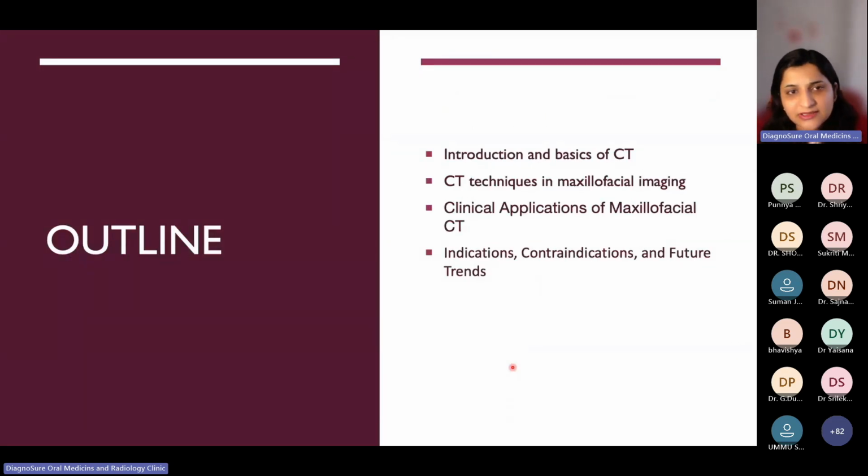CT applications in maxillofacial imaging is a broad topic that encompasses extensive details, including the underlying physics. Today, I will aim to provide a concise overview, focusing primarily on the practical clinical aspects that are more relevant to oral medicine. I will be covering introduction to basics, CT techniques in maxillofacial imaging, clinical applications of CT, and indications, contraindications, and future trends.